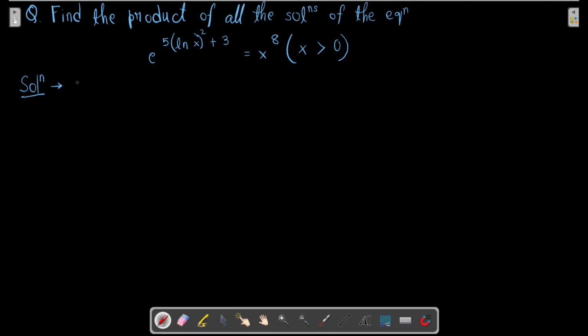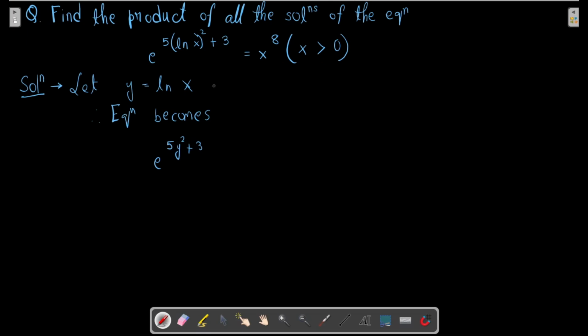So first let us do a substitution while solving. Let us take y equal to ln x. So the equation becomes e raised to the power 5y square plus 3.